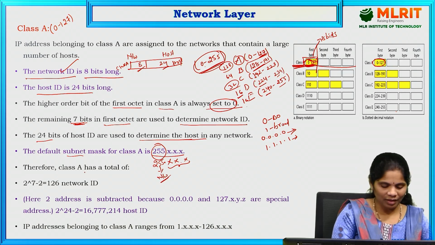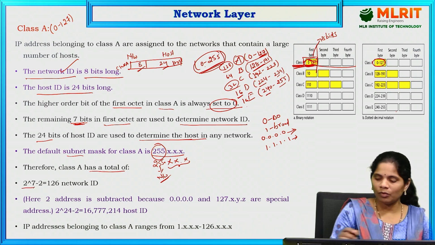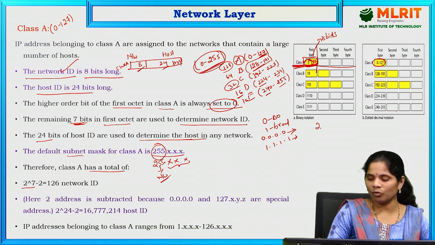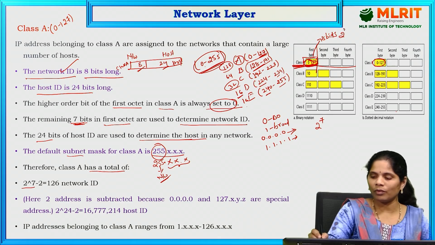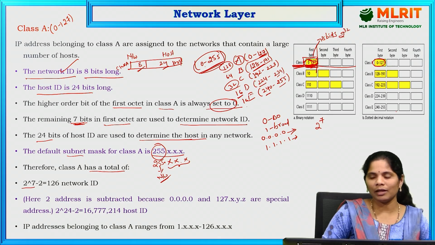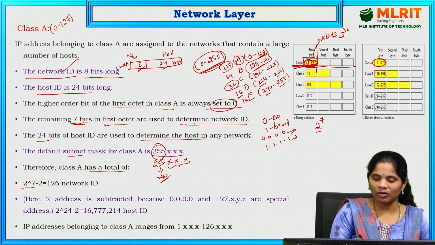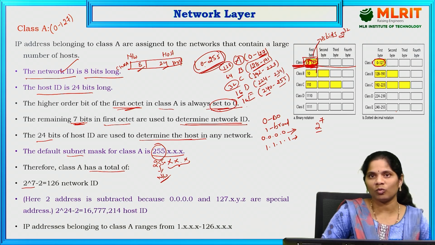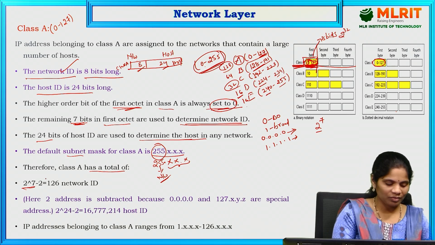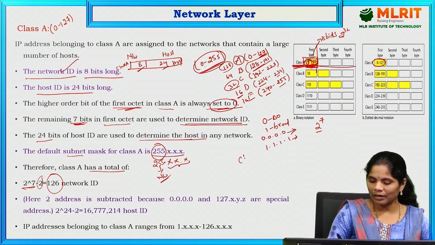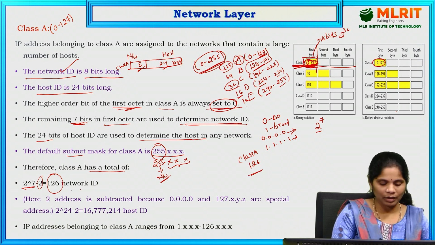So class A is having the total, how many total? 2 power 7 only, right? Because here there are only 7 bits. That is 2 power 7. Total is how many? Total 2 power 32. If you are talking only about this particular one, the network ID, that is 2 power 7, because 0 is allocated as a fixed bit to determine the network ID. First octet always we are considering as 0, right? That's why that one is going to be left. Total is 2 power 7, minus 1 we are going to subtract. Total is 126. That is the network ID.